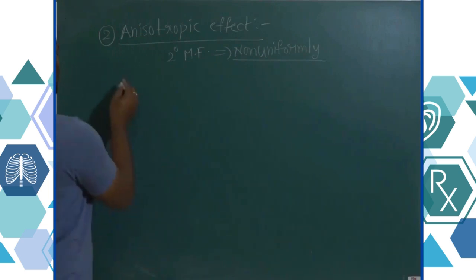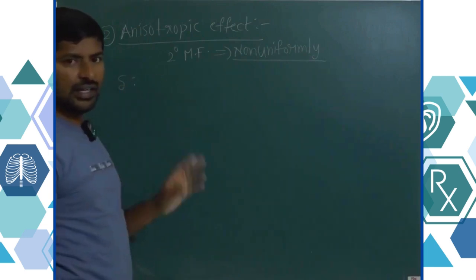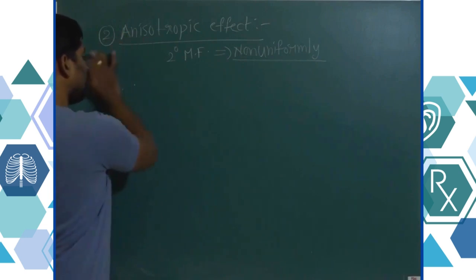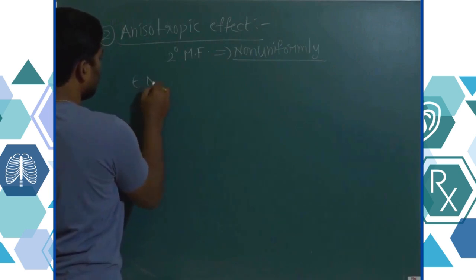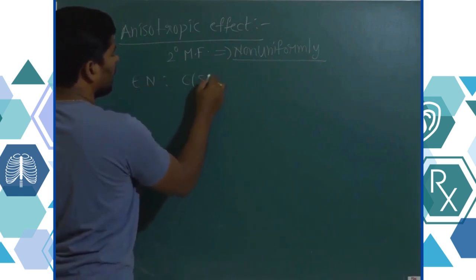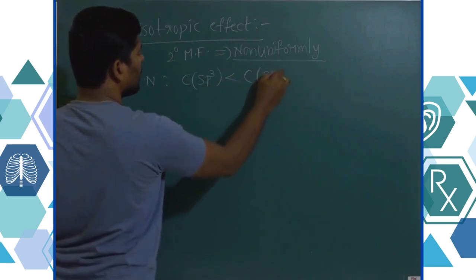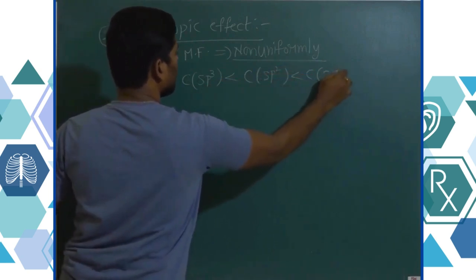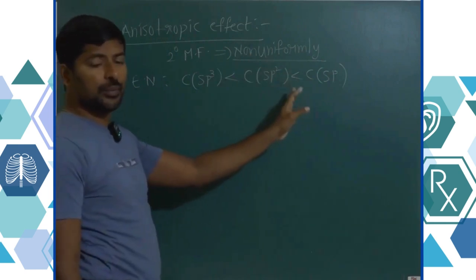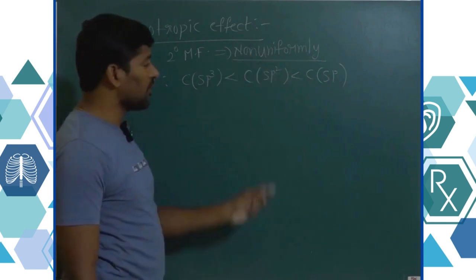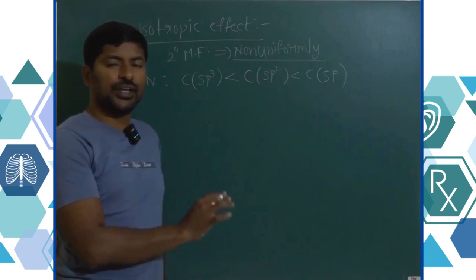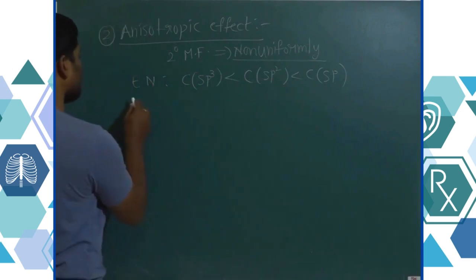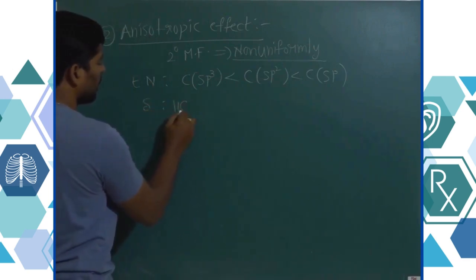For example, if you see the chemical shift values for ethane, ethylene and ethyne, based on electronegativity of carbon, the electronegativity order is sp3 carbon less than sp2 carbon less than sp carbon. So as electronegativity of carbon increases, what about the chemical shift of protons attached to carbon? Chemical shift values increase. As electronegativity increases, chemical shift values increase.